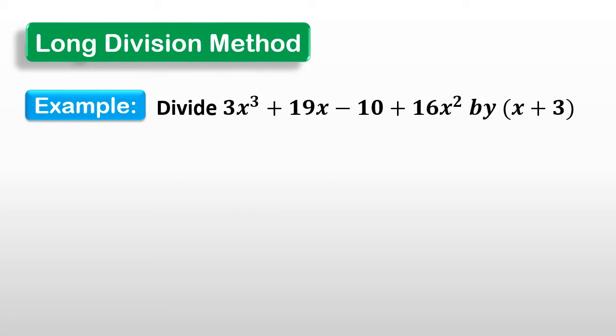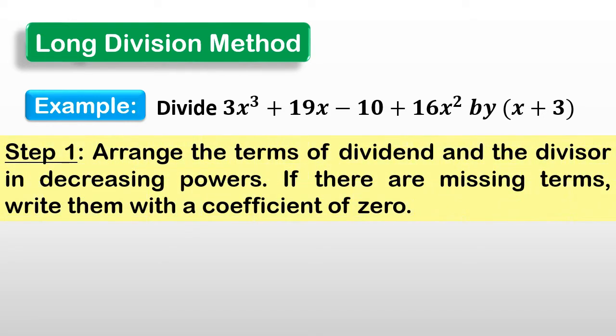So example, divide 3x cubed plus 19x minus 10 plus 16x squared by x plus 3. In this case, we need to divide a polynomial by a binomial. So in dividing a polynomial by a binomial, we need to follow the procedures. First, Step 1. Arrange the terms of the dividend and the divisor in decreasing powers. If there are missing terms, write them with a coefficient of 0.